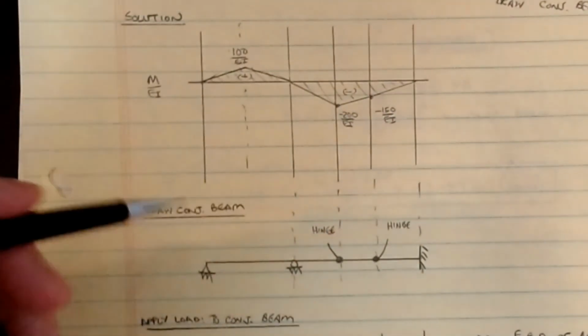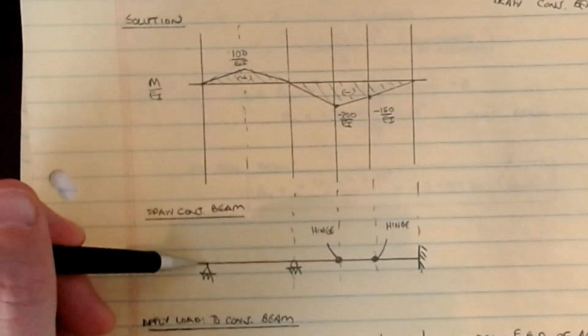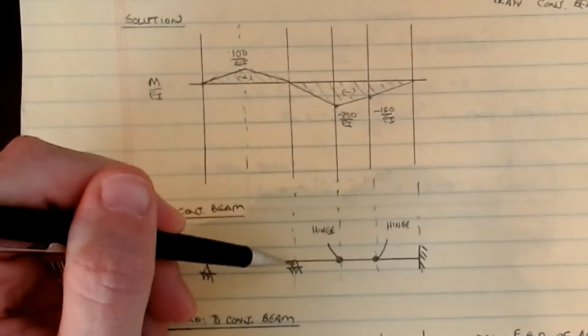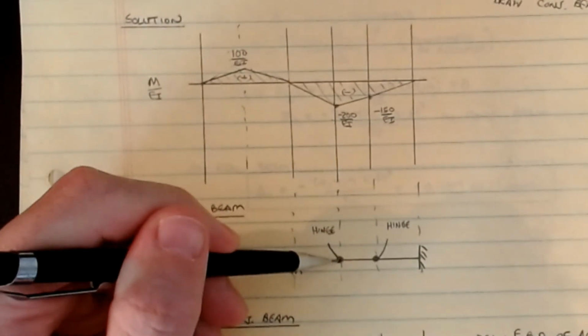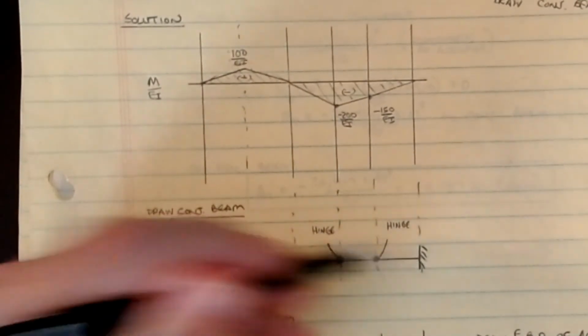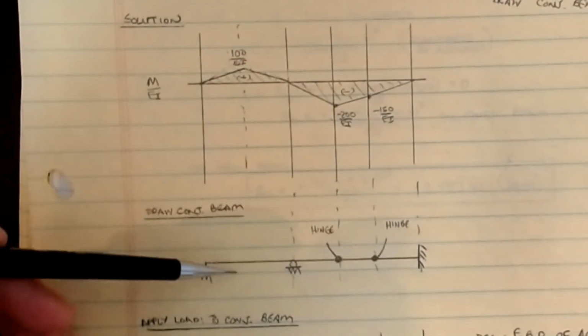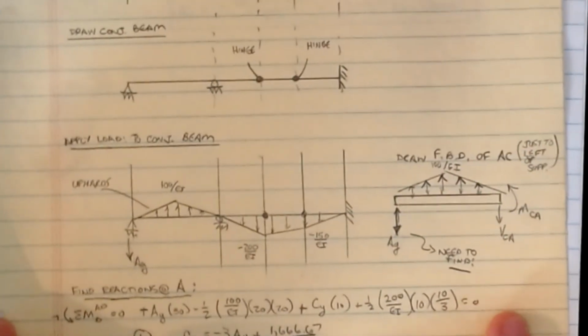And so your new structure looks something kind of like this. It's pinned here. It's a roller here because that was a hinge. This is now a hinge because it was a roller on the real. This is a hinge because it was a roller on the real, and then that is now fixed. And so that's your beam. All I'm going to do is take this M over EI and load it onto that beam. Super, super easy.